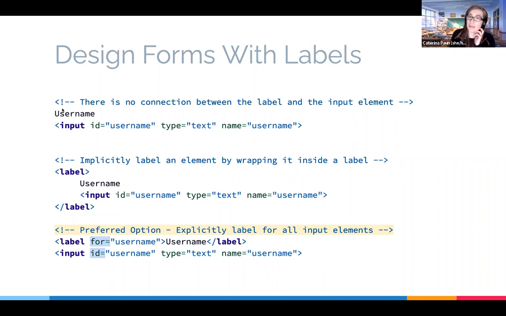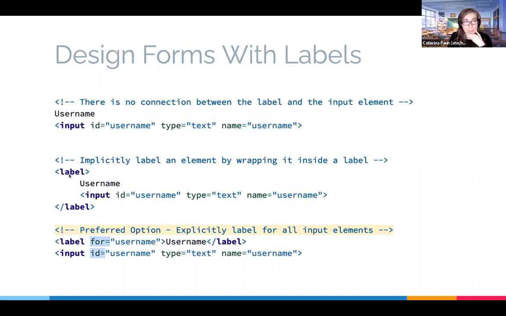But the thing that happens with this is that this input element is not actually going to be properly associated with this username. The only way to do that is to have an explicit label. Now in here, you could use a P tag, you could use a div, it doesn't matter. It's still not going to be properly labeled. Instead, what you want to do is either implicitly label or explicitly label.